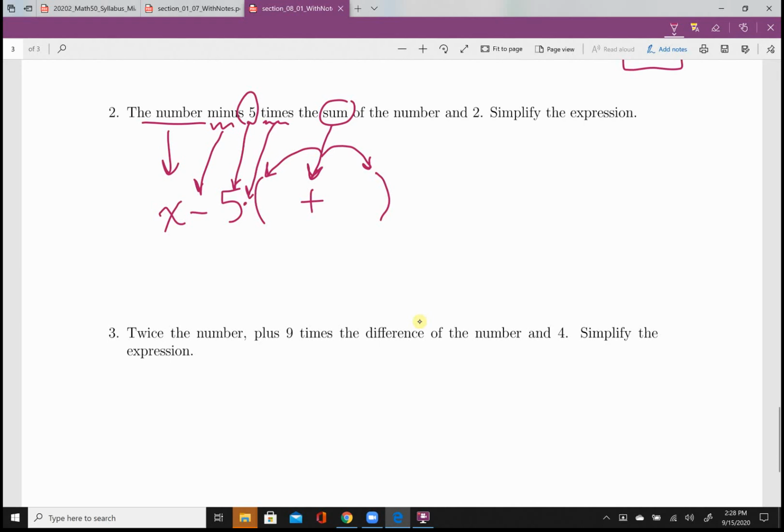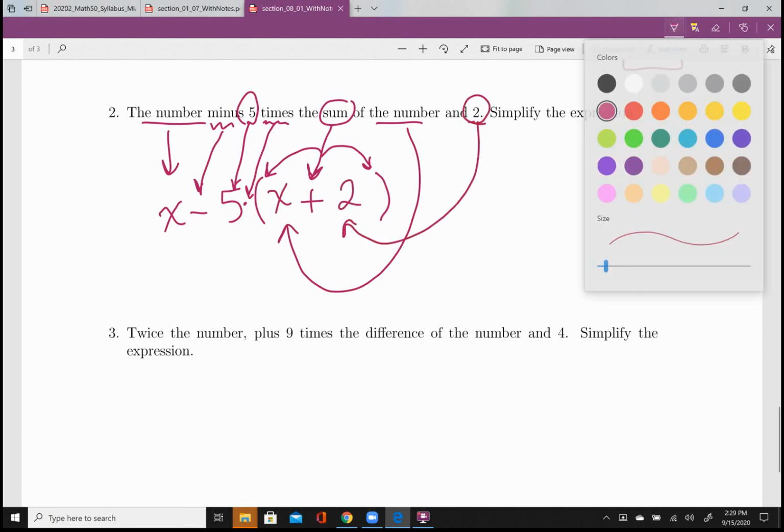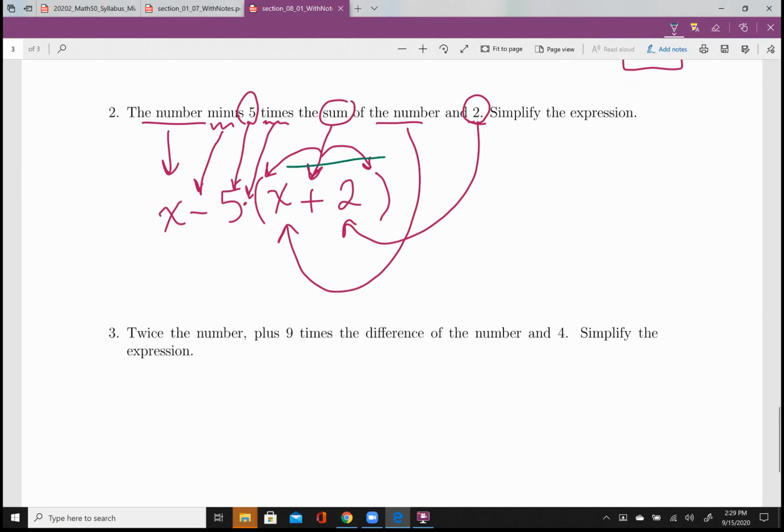So the sum of what? The number, so that puts the x in this first position, and 2, which goes there. Okay, so that'll give us this entire expression. It says simplify the expression. Oh, here we're not even going to evaluate it, we're just going to simplify it. So let me go ahead and rewrite it over here. I'm going to leave out the raised dot, it's not necessary.